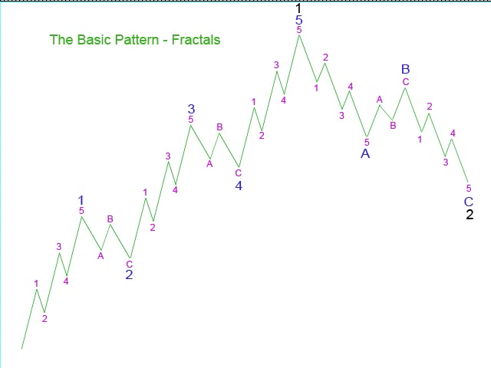You can repeat this black 1 and black 2 showing all of this breakdown again and again and again to build up to yet a higher degree. Or we could break this wave 1 down, it would break down into a 5 like this, to break it down to a lower degree. And this is how we build fractals. And that's the basic Elliott wave pattern.